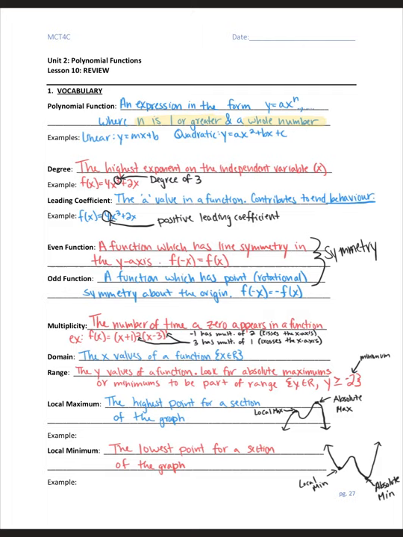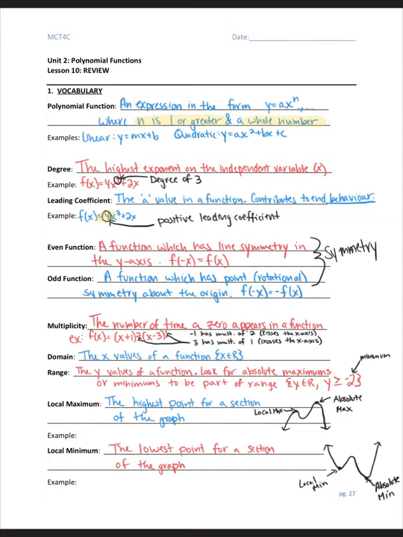So the degree of a function is just the highest exponent on your independent variable. So on your x variable, what is the highest exponent on x? If you look at the example there, the 3 is the highest exponent, so it has a degree of 3. When we're looking at our leading coefficient, that's the a value in your function. So that number at the front of your function that's attached to your highest degree variable. So f of x equals 4x to the power of 3 plus 2x. 4 would be our leading coefficient. And in this case, it's a positive 4. So that positive 4 tells us something about our end behaviors.